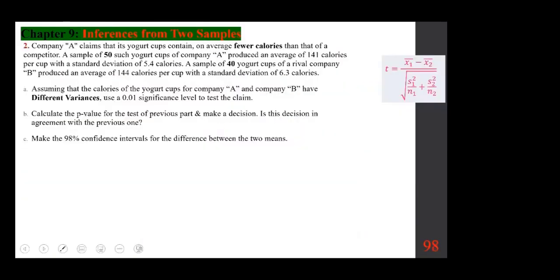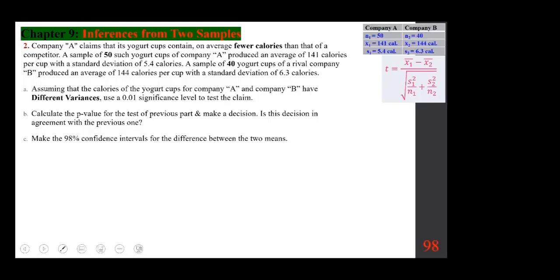Company A claims that its yogurt cups contain, on average, fewer calories than that of a competitor. A sample of 50 such yogurt cups of Company A produced an average of 141 calories per cup, with a standard deviation of 5.4 calories. A sample of 40 yogurt cups of a rival company B produced an average of 144 calories per cup, with a standard deviation of 6.3 calories.